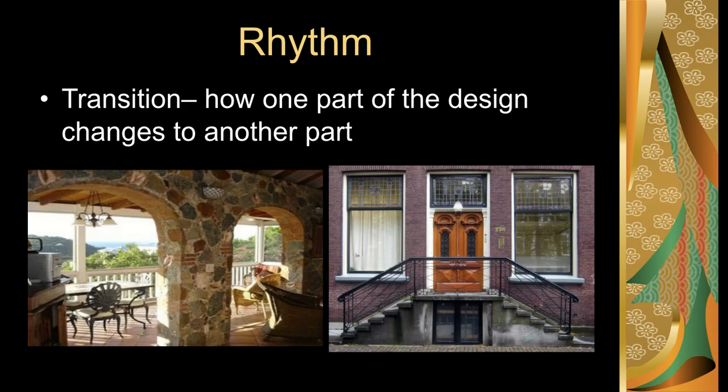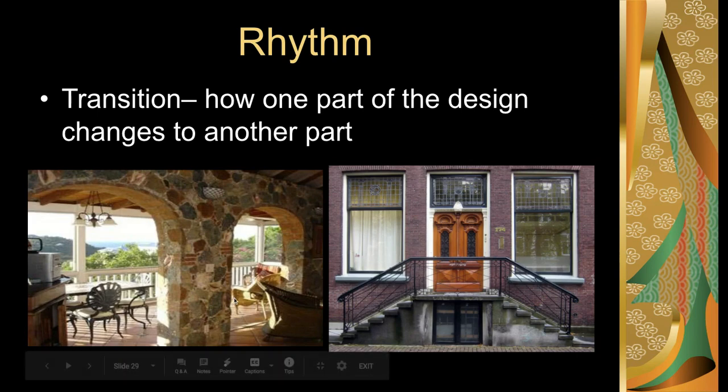Another type of rhythm is transition. Transition is how the part of the design changes and isn't the same. For example, curved lines cross an arch. Your eye goes up, up. Oh, wait, we're turning now. Oh, no, we're coming back down. And it's transitioning. Backs of chairs do the same.